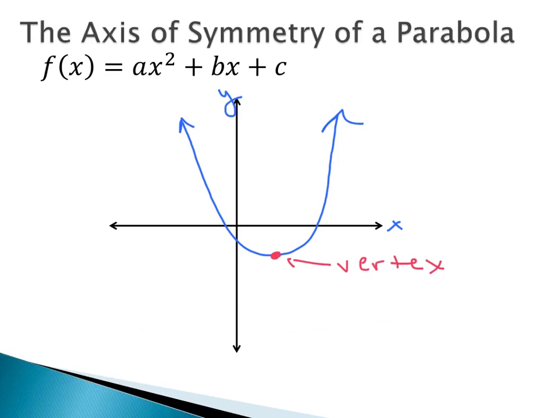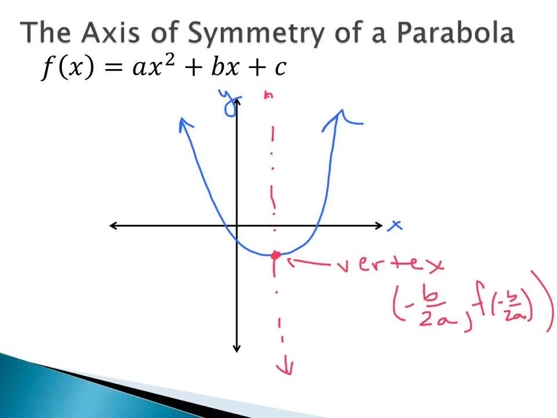And the vertex occurs here. But what you looked at in the last video was that axis of symmetry that cuts straight down there. So the vertex is at negative b over 2a, and then f of that value. We just substitute that value in to get the y value. So we can find the y coordinate of the vertex given the x. We take whatever number this is, substitute it back into our equation, and that'll give us the y value.